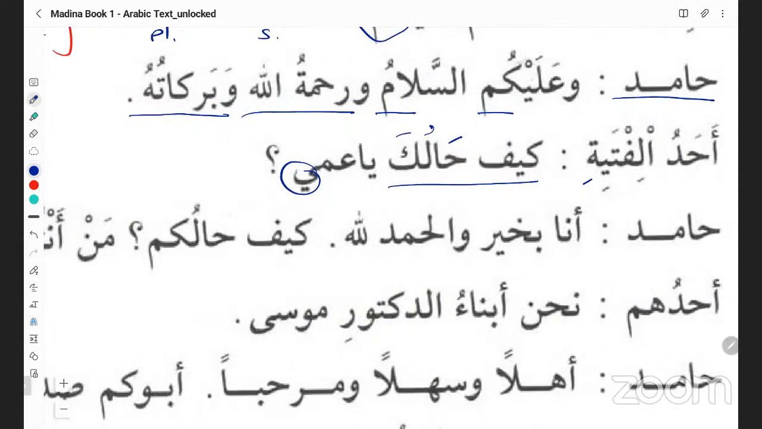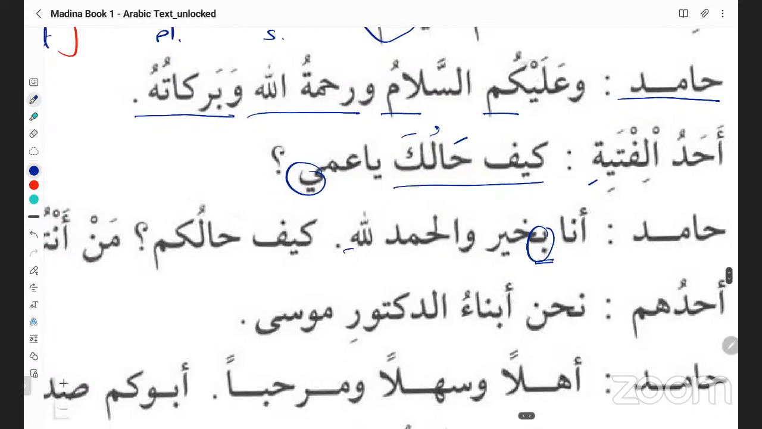And we say that whenever you use bi khair, khairin, we put the ba there. We've done this before. So Ana, I am bi khairin. In a good state. I'm good. I'm fine. You have to put that ba there. Very important. That ba says that you are in a state of goodness. So Ana bi khairin. I'm good, I'm fine, I'm well. Walhamdulillah, and all praise belongs to Allah.